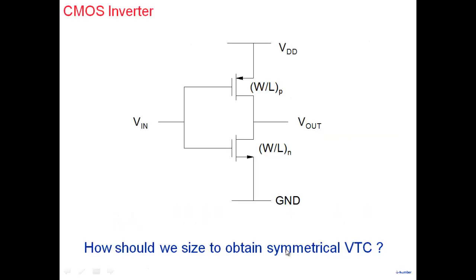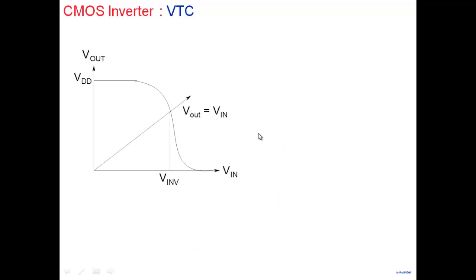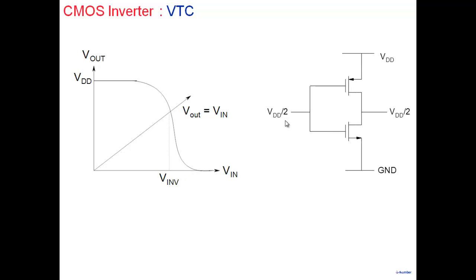So this is our CMOS inverter, and one of the first things that we need to do with this inverter is design a proper VTC. And proper VTC, voltage transfer characteristics, is we want to make it symmetrical. So this is what we have. Our VTC will look like this. Vout equal to Vin, and we would like this inverter threshold voltage to be VDD by 2. So this is what we are looking for: when you apply an input equal to VDD by 2, the output is also VDD by 2.